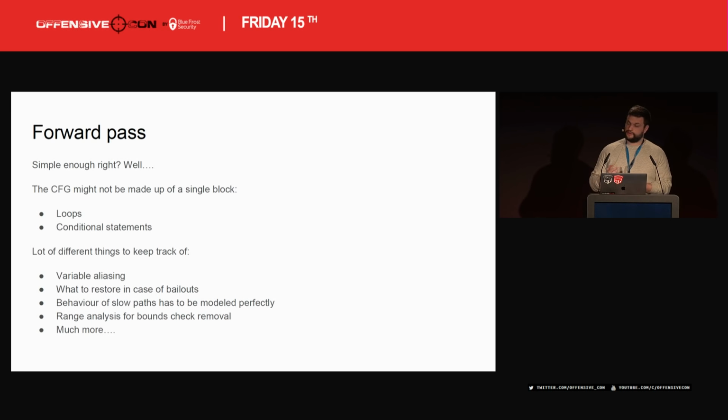You also have a lot of different things to keep track of, so variable aliasing, what to restore in case of bailout. The JIT compiler also has to model the behavior of slow paths, so you don't want your JIT compiler to say, I might call into the slow path, but this won't change anything, and then the slow path changes something internally. So that could be one place to look for bugs as well. You have range analysis for bounds check removal, always some bugs there, and much more things to keep track of.